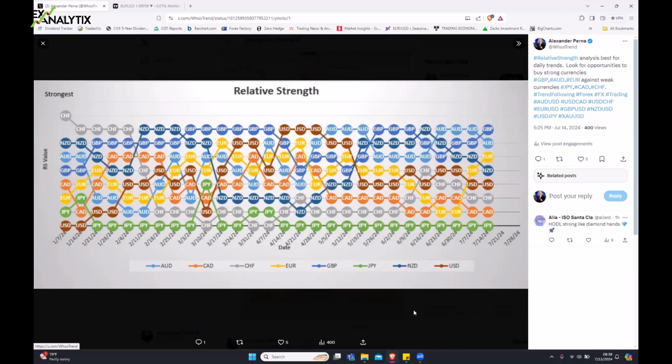Well, I mean, Aussie is in there as well. I'm just using the eight single major currencies for the stuff that I post publicly.